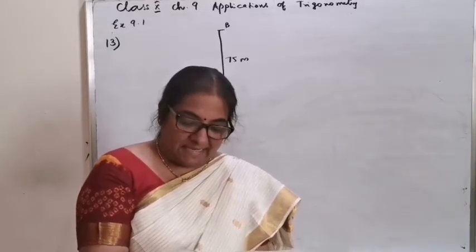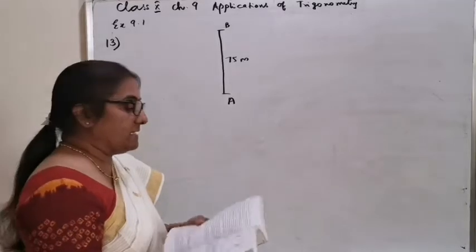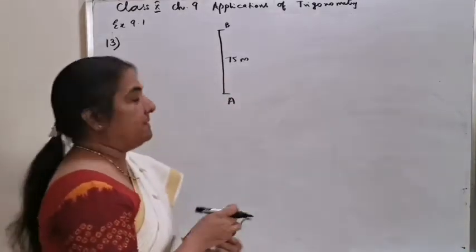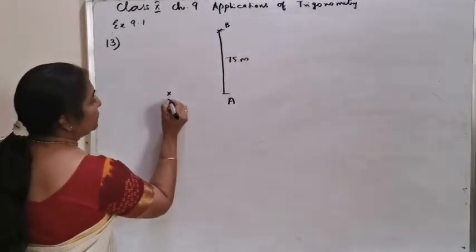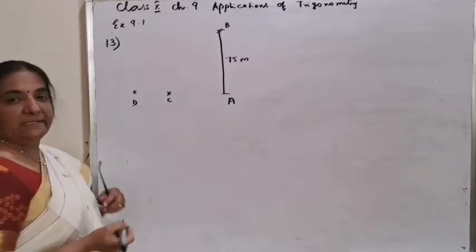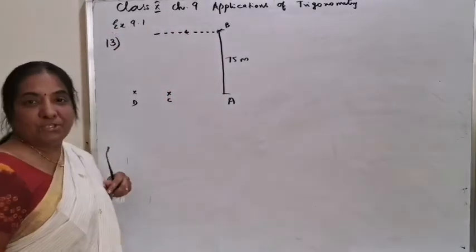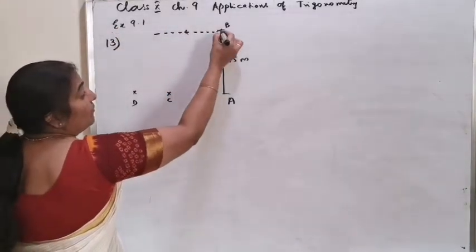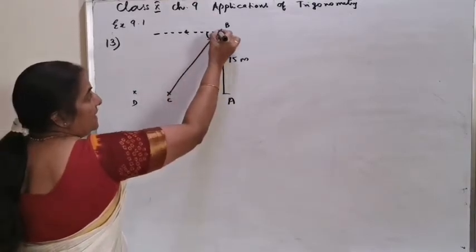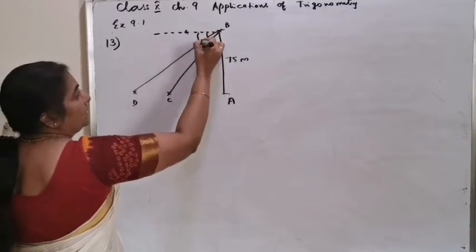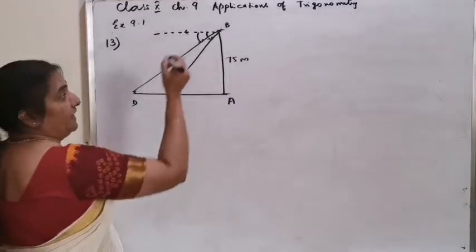If one ship is exactly behind the other on the same side of the lighthouse, find the distance between the ships. That means from the top of the lighthouse, you can view two ships, one behind the other. The angle of this is the horizontal. The angles of depression of two ships, that means an angle is formed here as well as an angle is formed here of two ships, one behind the other, is 45 degree and 30 degree.